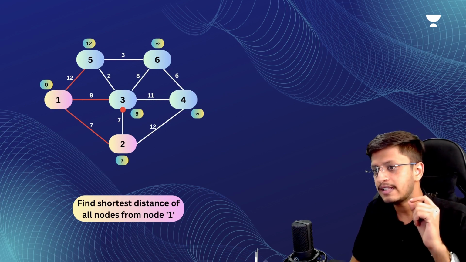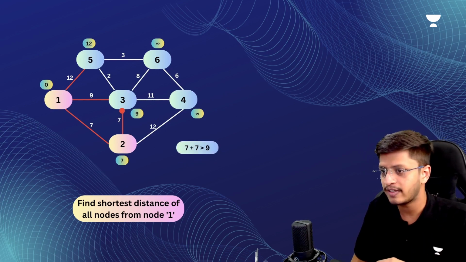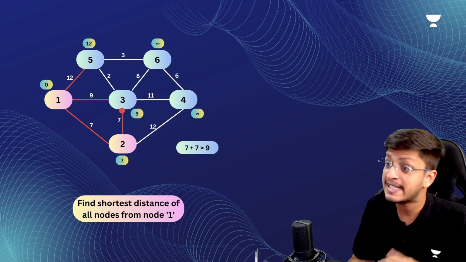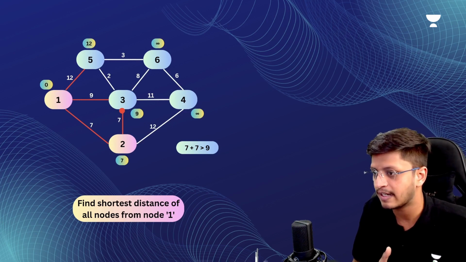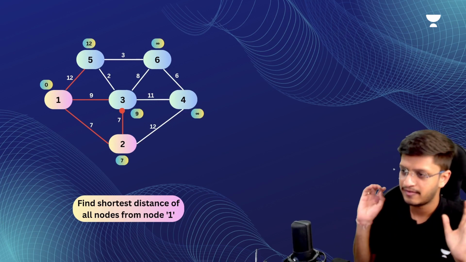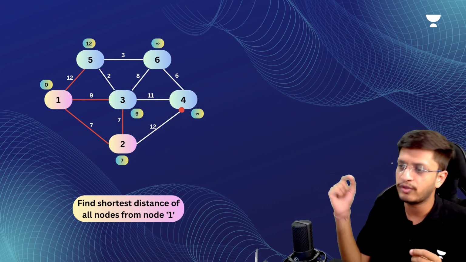Now the distance via 2 becomes 7 plus 7, because 2 is at distance 7 and the 2, 3 edge is 7. So 7 plus 7 is 14, which is greater than the already present distance 9. So we will not relax this edge. We will say that 9 is the distance which is correct, which is directly via 1. Similarly, from 2 we will go to 4.